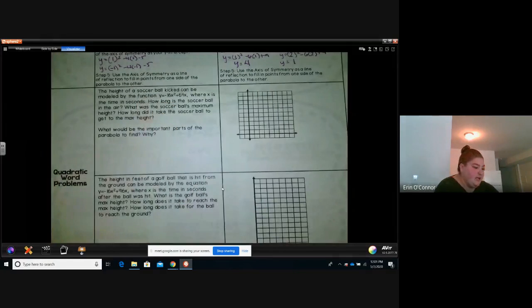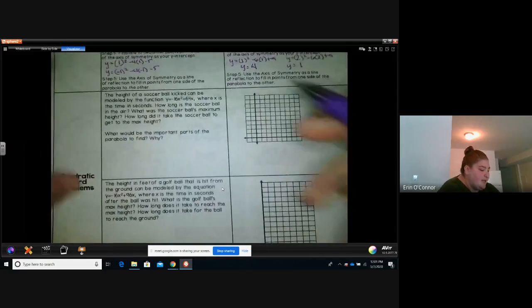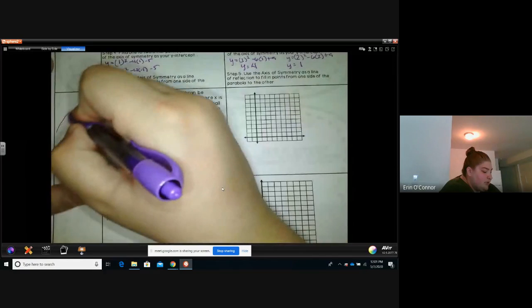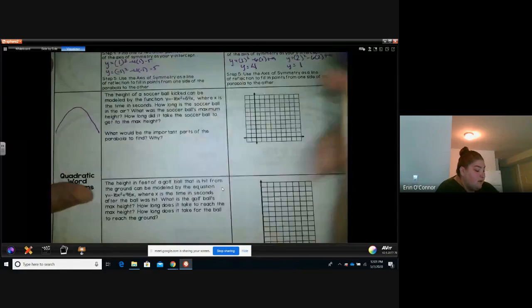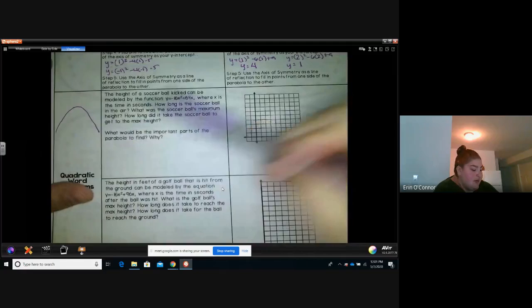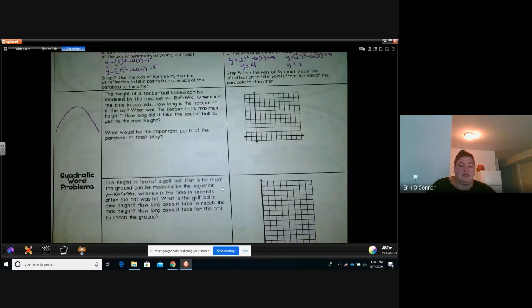Think about if you kick a soccer ball or a football or anything, this is going to model a motion like this. So when that models that kind of motion, we're going to have a negative in front because it needs to be concave down. Where x is the time in seconds, this is a very common problem you're going to see.